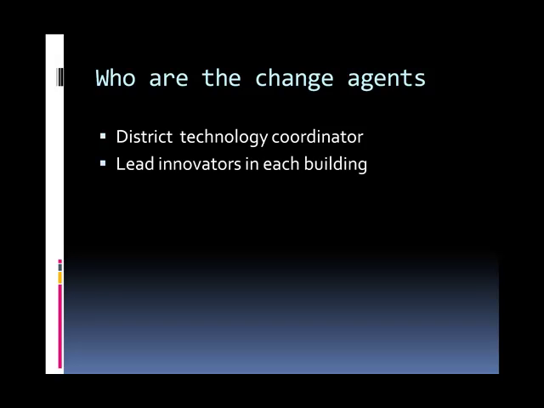These lead innovators tend to be the early adopters of many innovations, the ones who take risks to improve student learning, and the ones who also have good relationships with opinion leaders in each building.